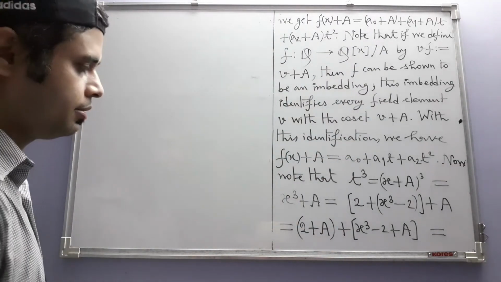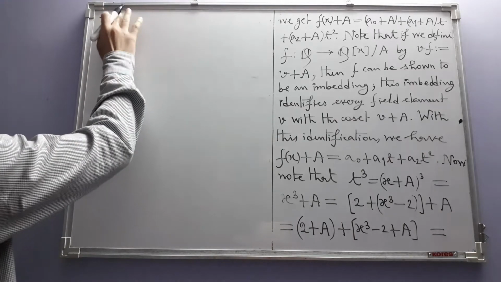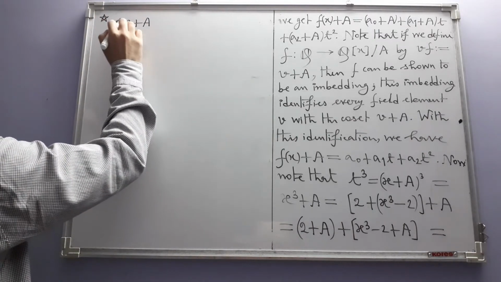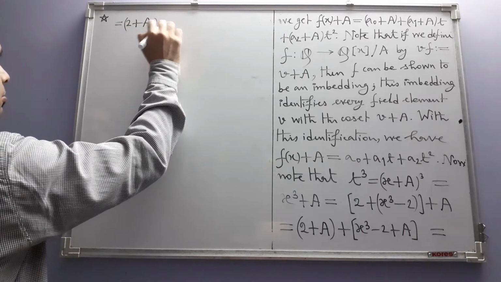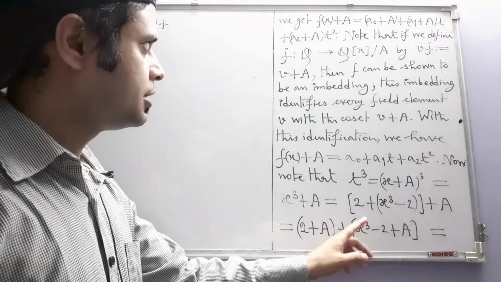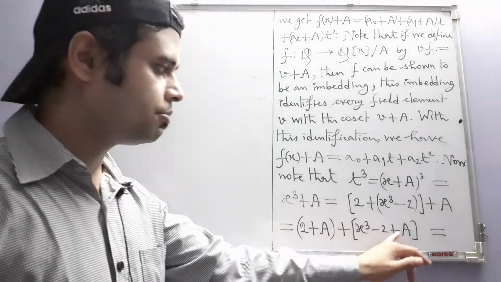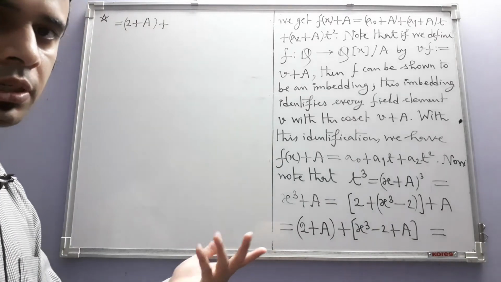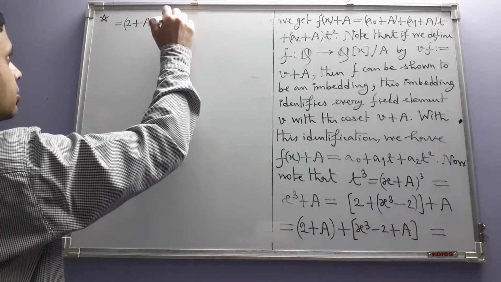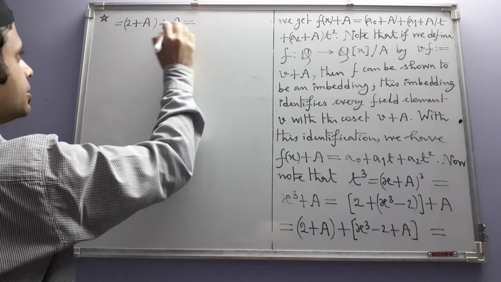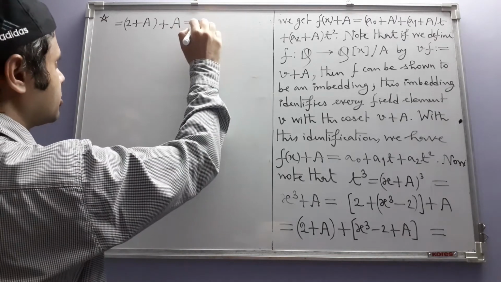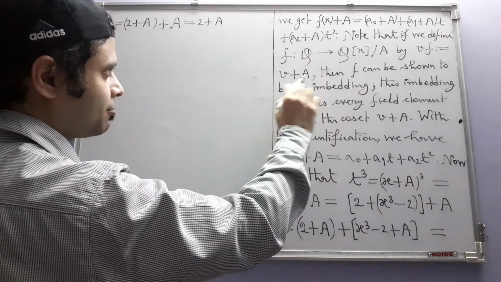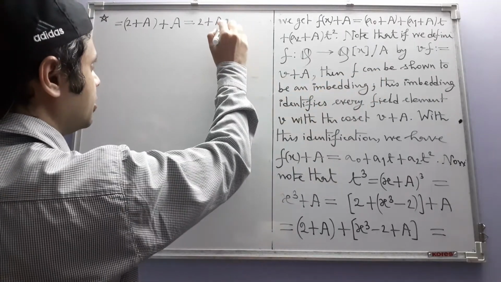Two plus a, in place of, okay, let's just for the moment keep 2 plus a like what it is, plus. Now since we already know that x cube minus 2 belongs to a, so this coset will be equal to a. We have already seen that. So this is equal to a, and a is the identity element in our quotient ring, so this is equal to 2 plus a.